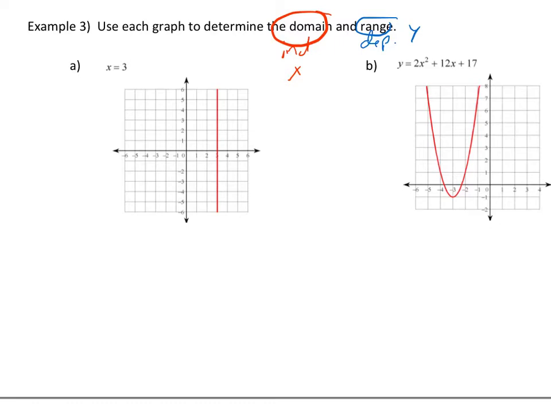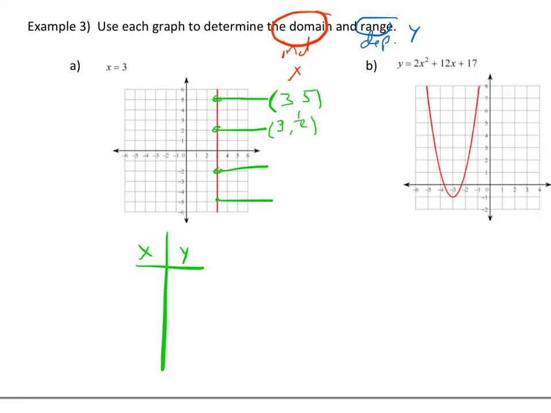So now the best way for me to think about this is if I took this graph and we're trying to figure out the domain and range. Now remember, a good way to do this is to do an XY table. Now I'm going to pick some points. I could pick a lot of points, but I'm just going to pick 4 and we're going to see if we notice anything. This coordinate is 3, 5. This coordinate is 3, 2. This coordinate is 3, negative 2. And this coordinate is 3, negative 5.